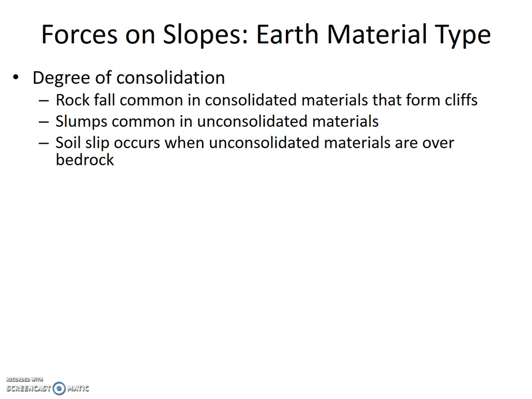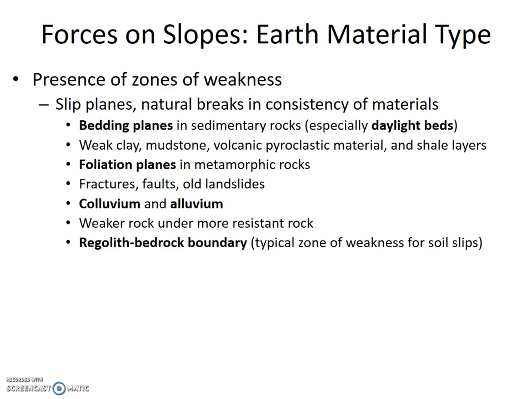Degree of consolidation also plays a big role in determining types of potential landslides. Rockfalls are common in consolidated materials that form cliffs. Slumps are common in unconsolidated loose materials. Soil slip occurs when unconsolidated materials are over bedrock. Earth material type also plays a huge role in slip planes.